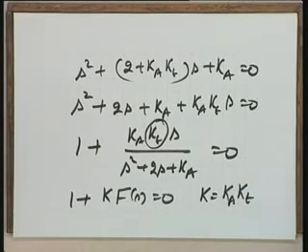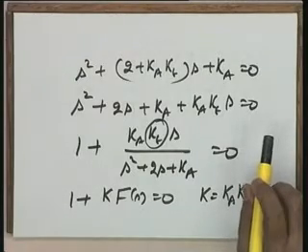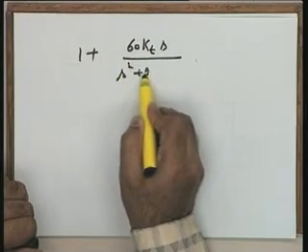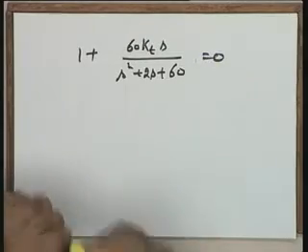A question to you: Ka is equal to 60. Give me the value of Kt so that damping is equal to 0.5. Come on, make an attempt please, quick. I write the characteristic equation again: 1 plus 60 Kt S divided by S squared plus 2S plus 60 equal to 0. Ka is equal to 60.